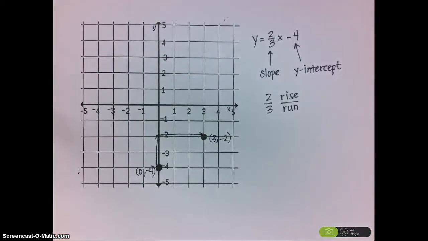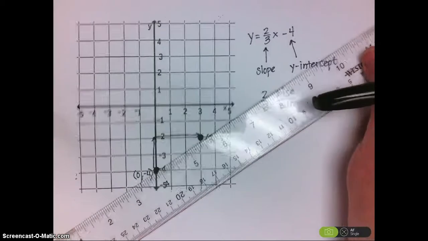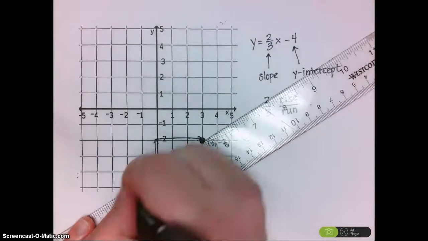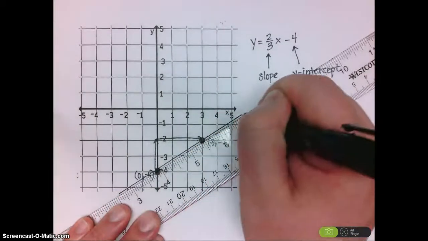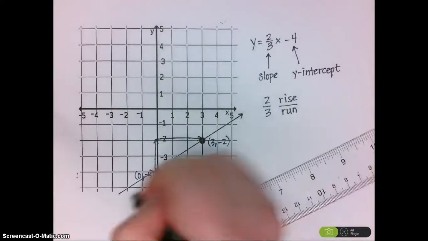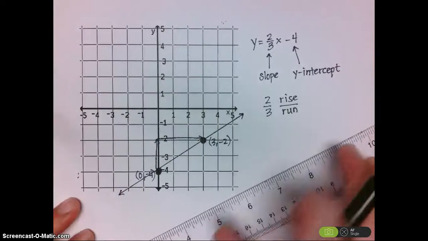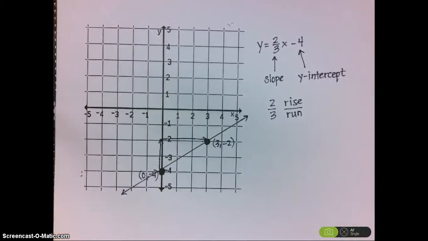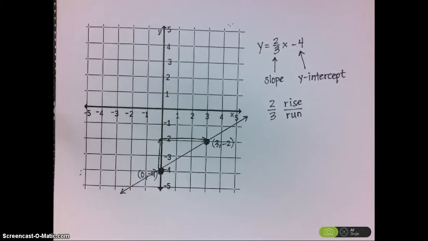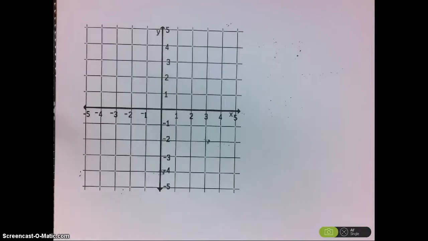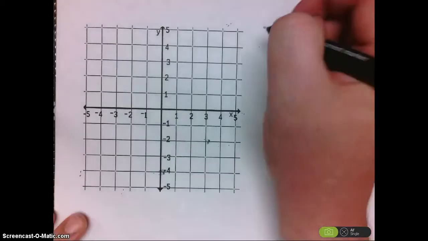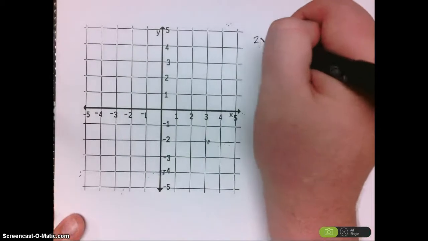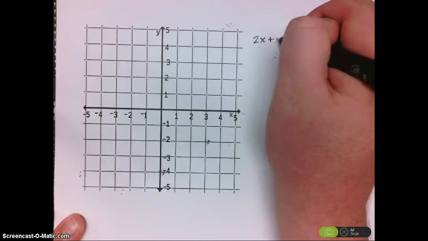And one more step, I'm going to take my ruler and I'm going to connect the dots, draw my line straight through it, and I've successfully graphed this equation by using the slope-intercept form. So why don't we try another one? This time we're going to be given an equation that is not in slope-intercept form to begin with.